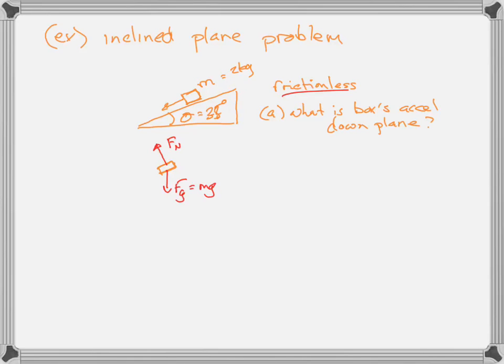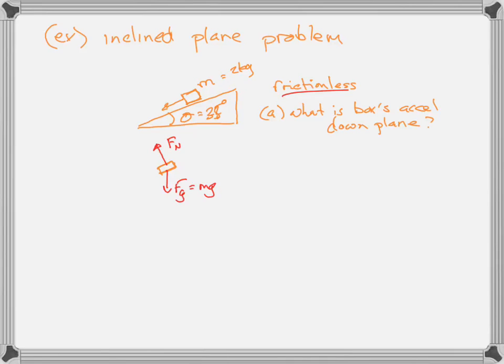And now let's choose a positive direction. In order to solve Newton's second law, we've got to choose our axes, positive x, positive y. And now we're in a quandary, right? Because now we're not horizontal and vertical, we're at some angle. So what directions do I want to choose as positive?